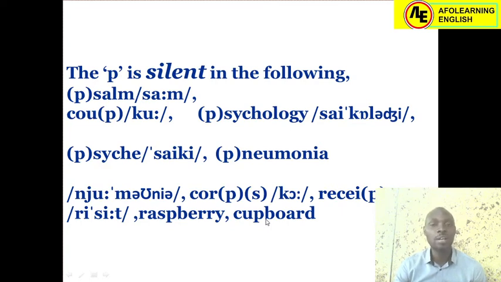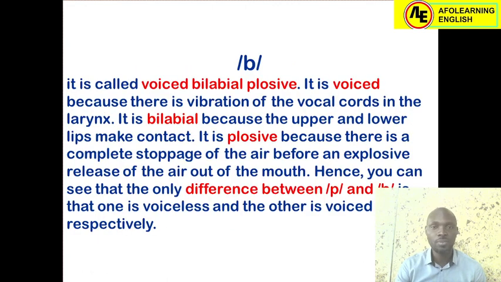Now let's move on to the second sound under discussion today, which is the ba sound. B, b. Now this sound is called the voiced bilabial plosive. The voiced bilabial plosive. It is called voiced because when you pronounce the sound, there is a vibration. You can feel it and you can perceive it.